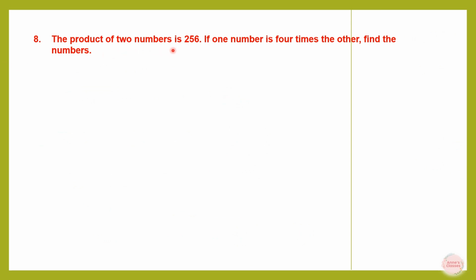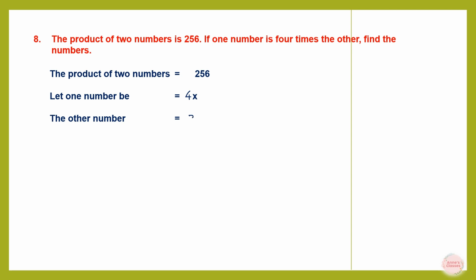Question 8. The product of two numbers is 256. That means when you multiply two numbers, the answer is 256. If one number is 4 times the other number, find the numbers. So let's write the steps now. The product of two numbers is 256. One number is 4 times the other. That means the other number is x. So this one number is 4x because it's 4 times the other number, which is x.